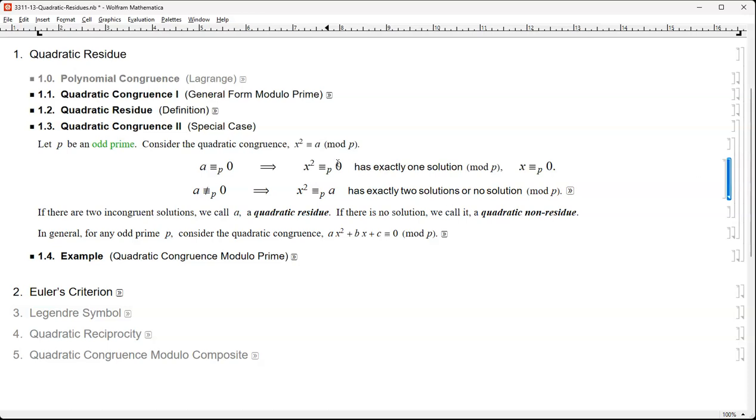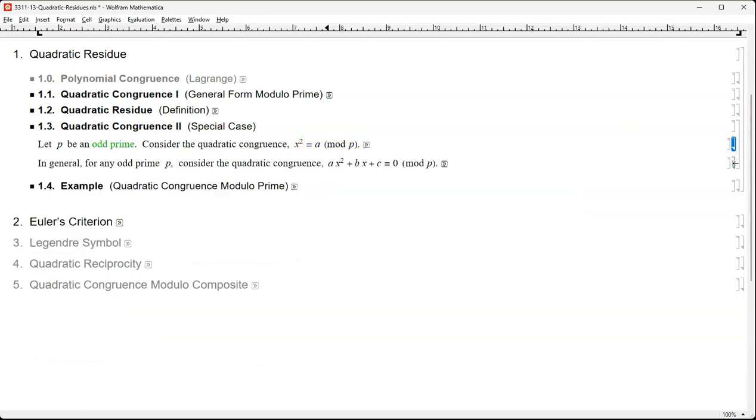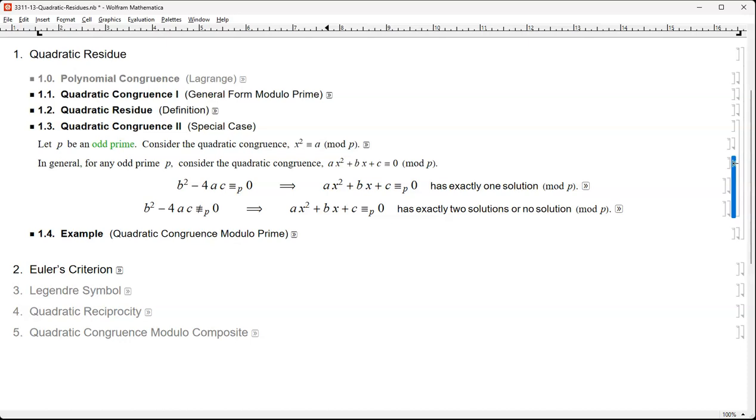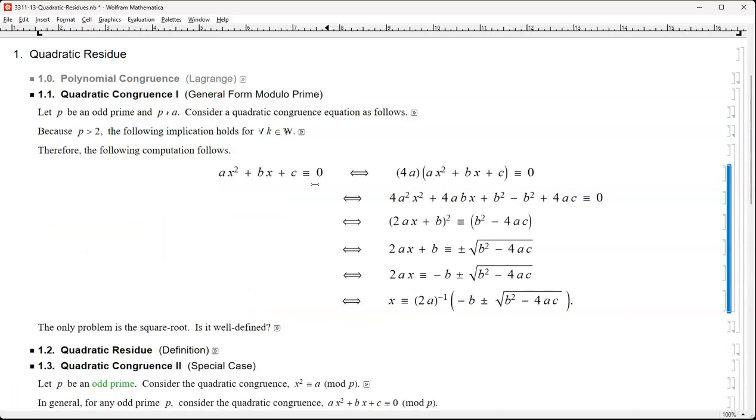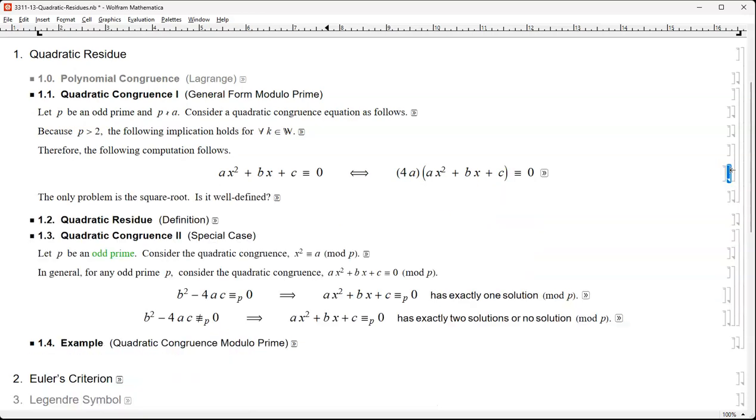So that completes the special case, x squared is congruent to A mod P. Now shall we go back to the general case as a corollary? What is the general case? A x squared plus b x plus c is congruent to 0 modulo P. In that case, please recall the computation we did. We get this computation. Remember this?